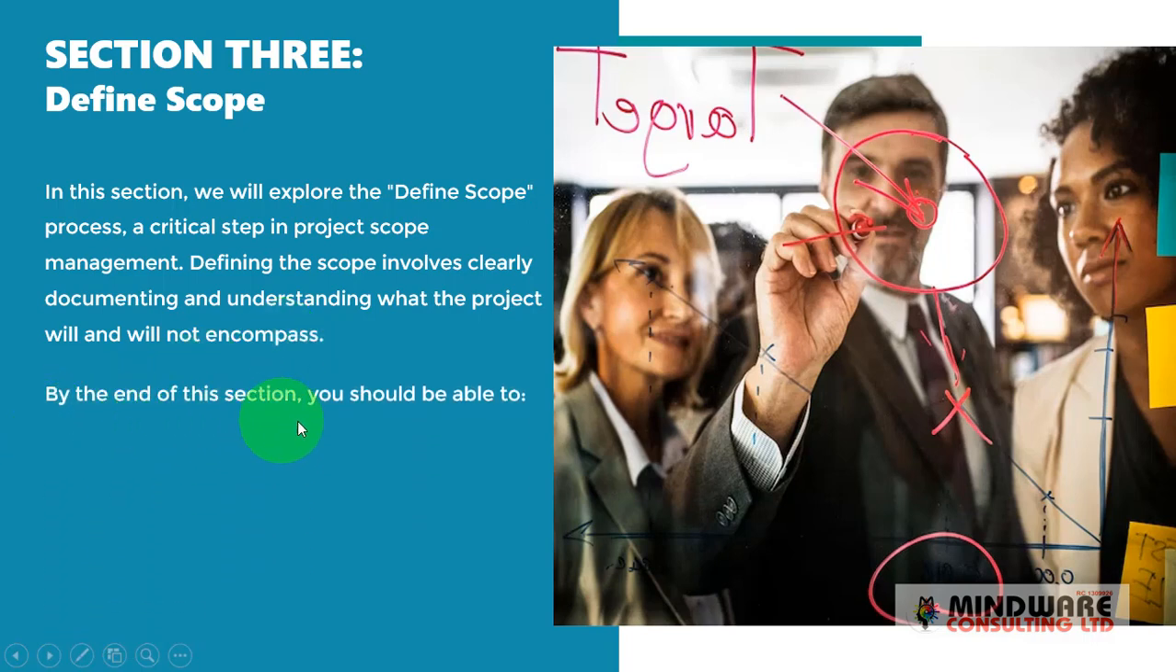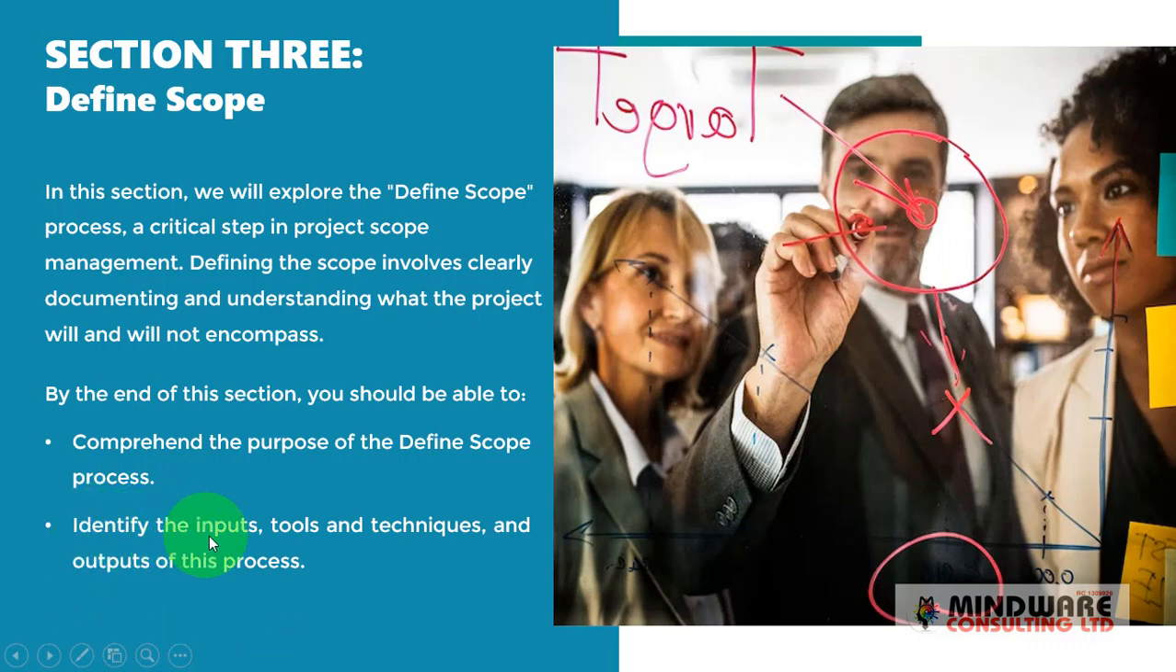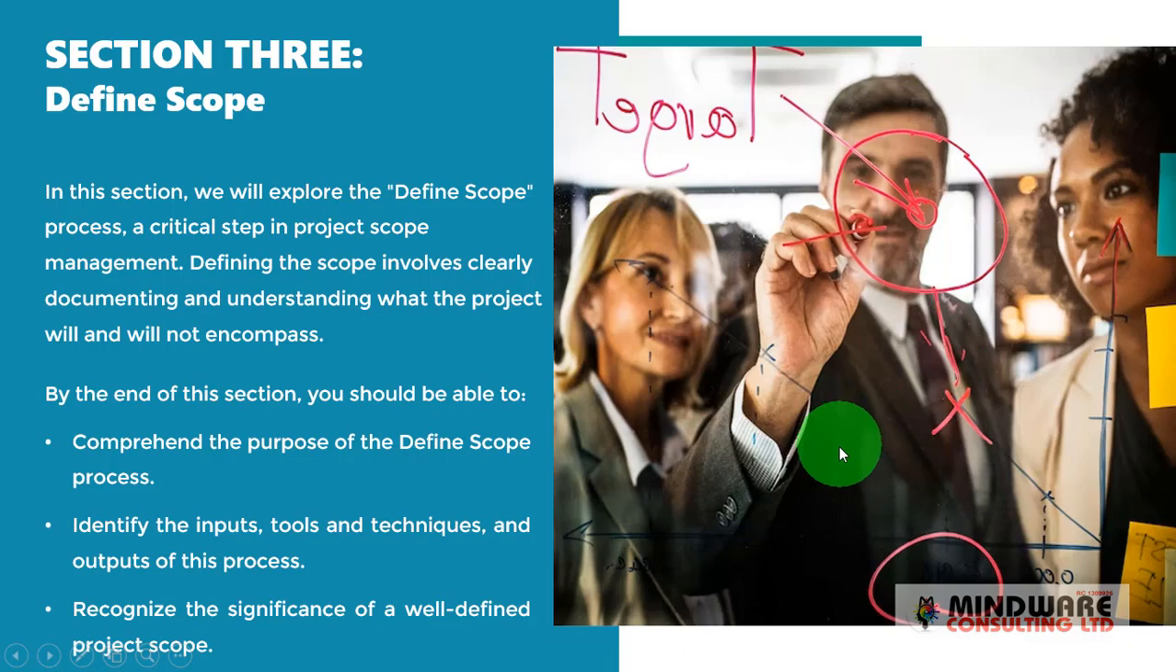By the end of this section, you should be able to comprehend the purpose of the define scope process, identify the inputs, tools and techniques, as well as the outputs of this process. And lastly, you should be able to recognize the significance of a well-defined project scope. Alright, so if you're ready to define the scope of your project, let's delve into the section.